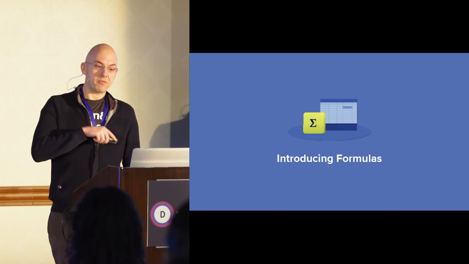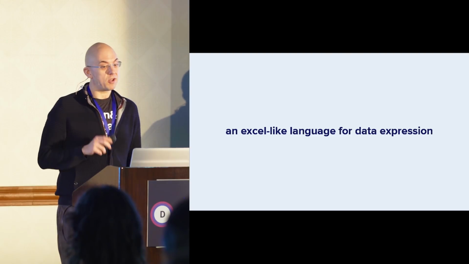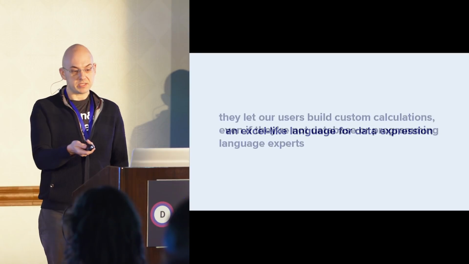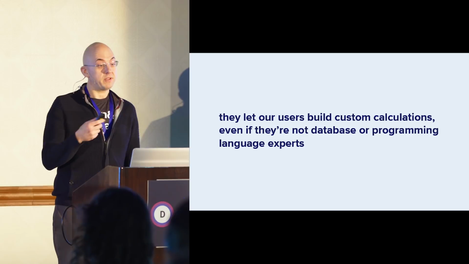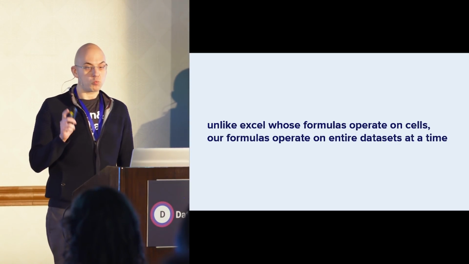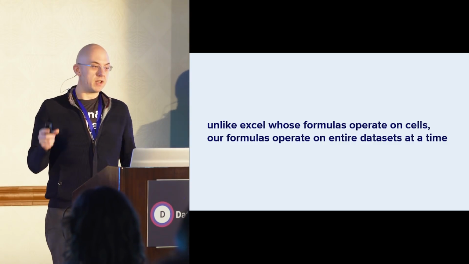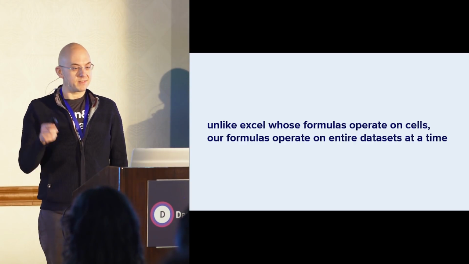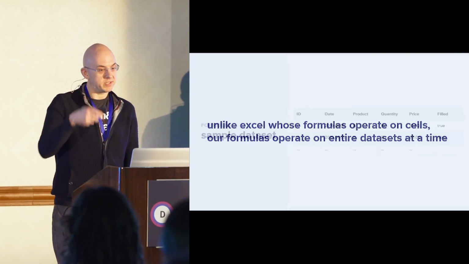So for that, Switch provides a system that we call formulas. So formulas, pretty basic. They're an Excel-like language for data expression. So if you think of Excel formulas, that's a pretty good analogy. They let our users build custom calculations, even if they're not database or programming language experts. What can we do with them? So one difference between formulas that Switch provides and Excel formulas is Excel formulas kind of work in this willy-nilly world of cells, and Switch formulas work on data sets at a time, right? So we think of columns or attributes in data sets.